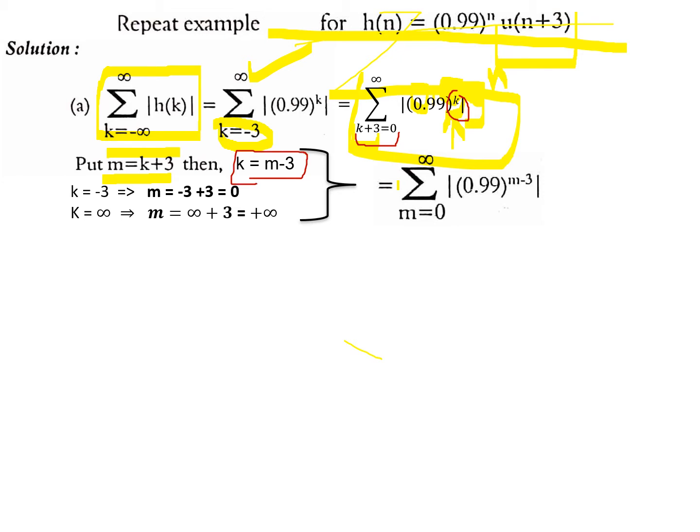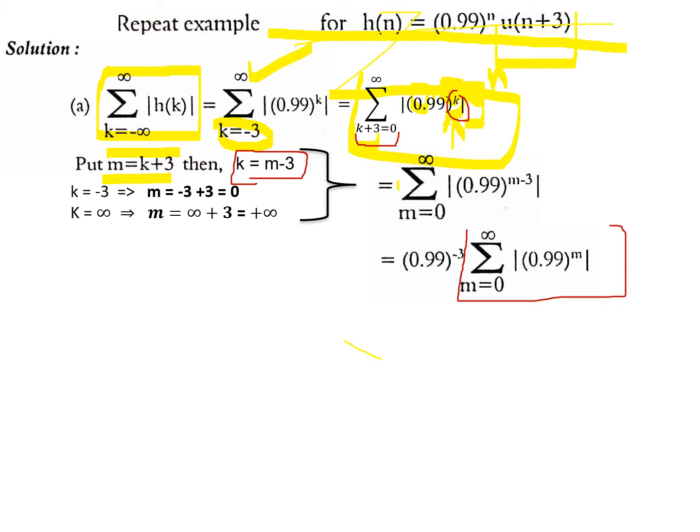Now using mathematics, I will separate this. That is, I can write this as 0.99 to the power of m into 0.99 to the power of minus 3. I can separate it, no? 0.99 to the power of minus 3 is a constant. I am taking it outside the summation, because it is a constant. Now only what remains is this expression.